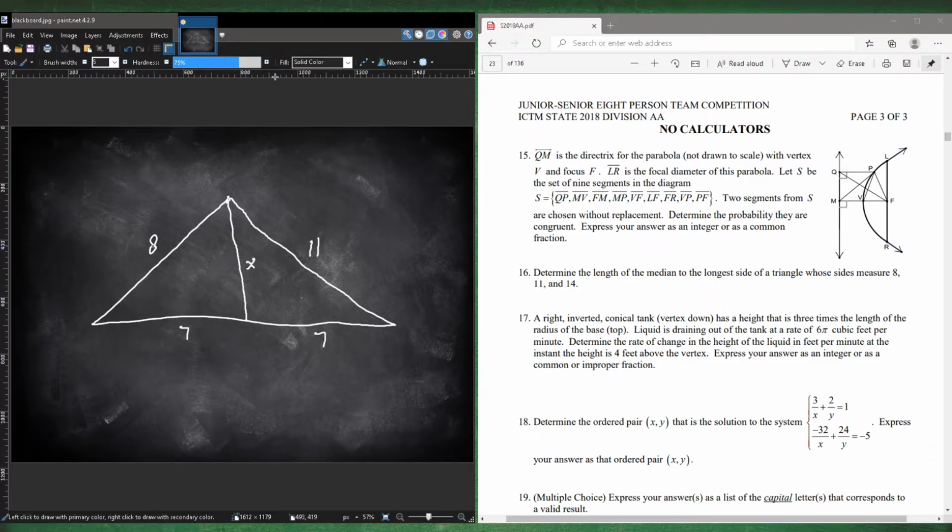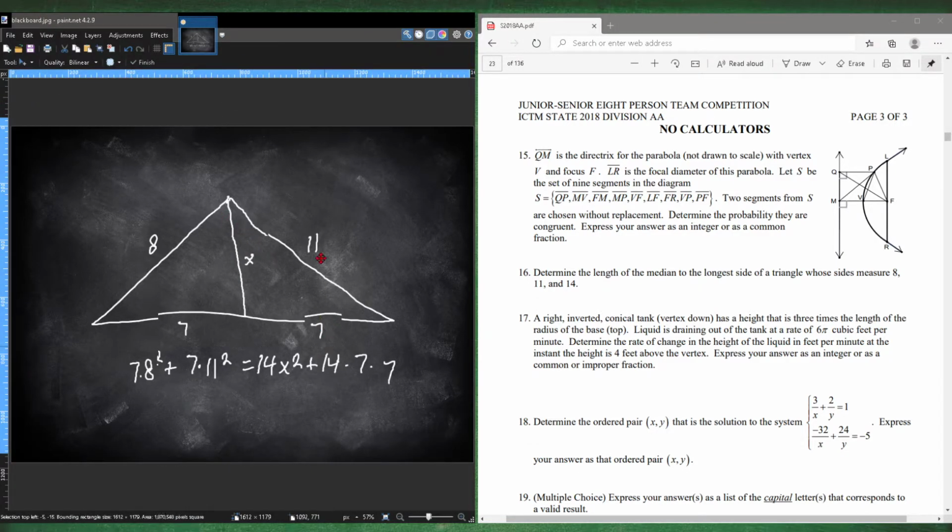So basically 8 squared times 7 plus, so you should search up Stewart's theorem, which is pretty complicated and long. But basically you just need to multiply this squared times this, add it to this squared times this. So 7 times 11 squared is equal to the total length, which is 14, times your median squared, x squared, plus the total length, which is 14, times the two individual parts, 7 times 7. And that's it. So we had to look for x.